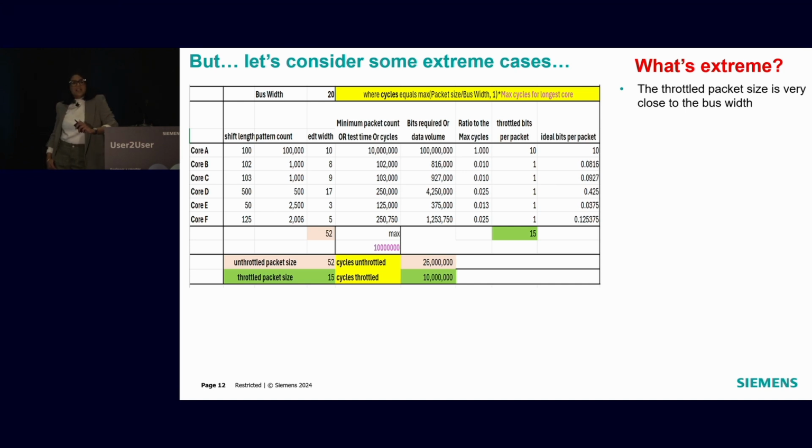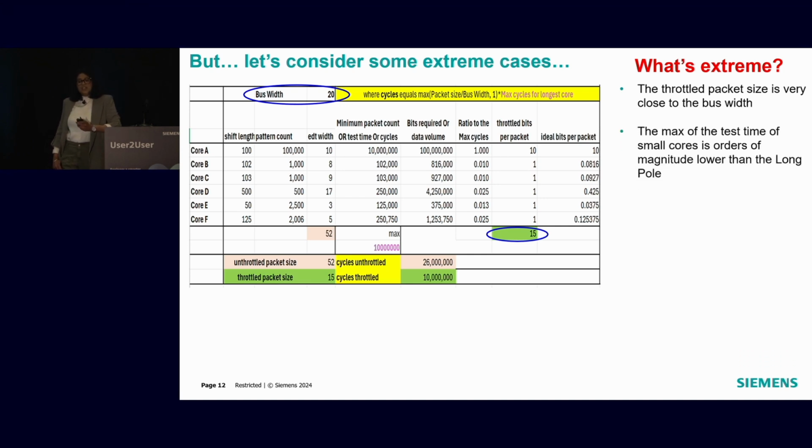So the throttle packet size, if you see, is very close to the bus width. I already said, if you make the packet size smaller than your bus width, you're not really gaining anything. But here in this particular case, your packet size has become smaller than your bus width. Okay, that's fine. We are not forcing you to add more. But okay, let's stick with that number, 15 by 20. That's okay. Number less than 1.